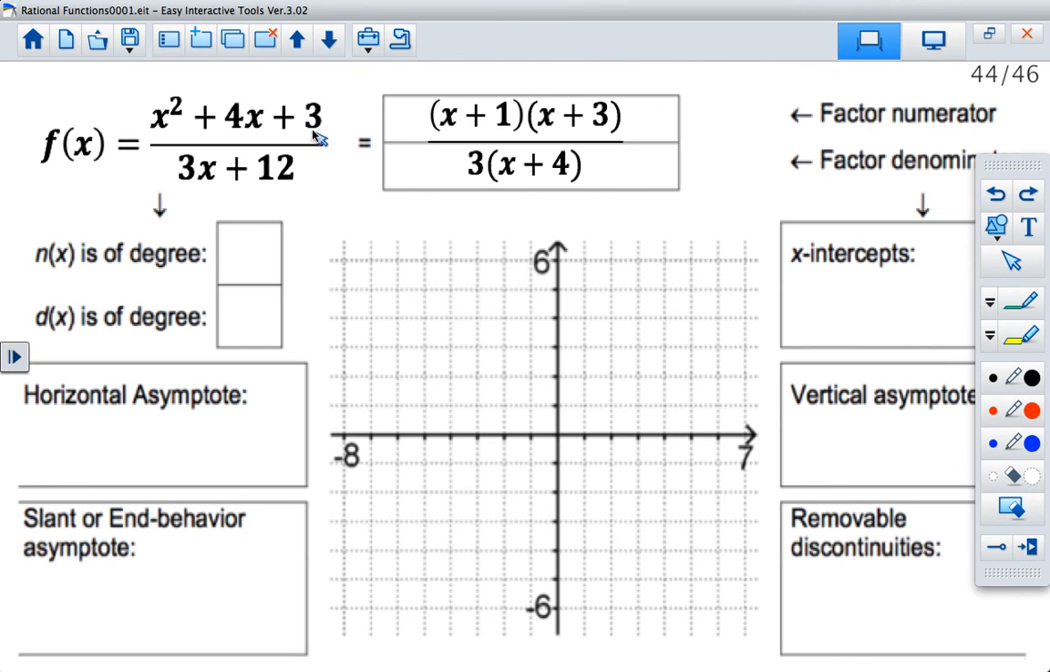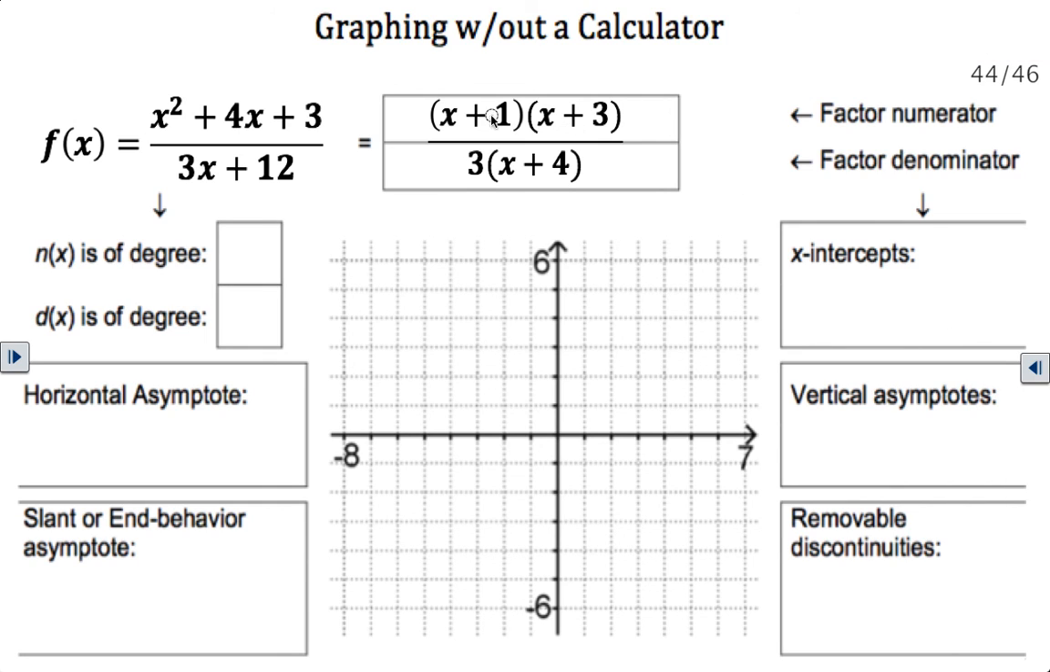In this case, we're going to graph this equation. We already know that these are the factors. So to find your x-intercept, you're going to set your numerator equal to 0, or set both factors equal to 0 and solve for x. So you have x-intercepts at -1 and -3. Okay. And then for this one, you set this factor equal to 0 and solve for x.